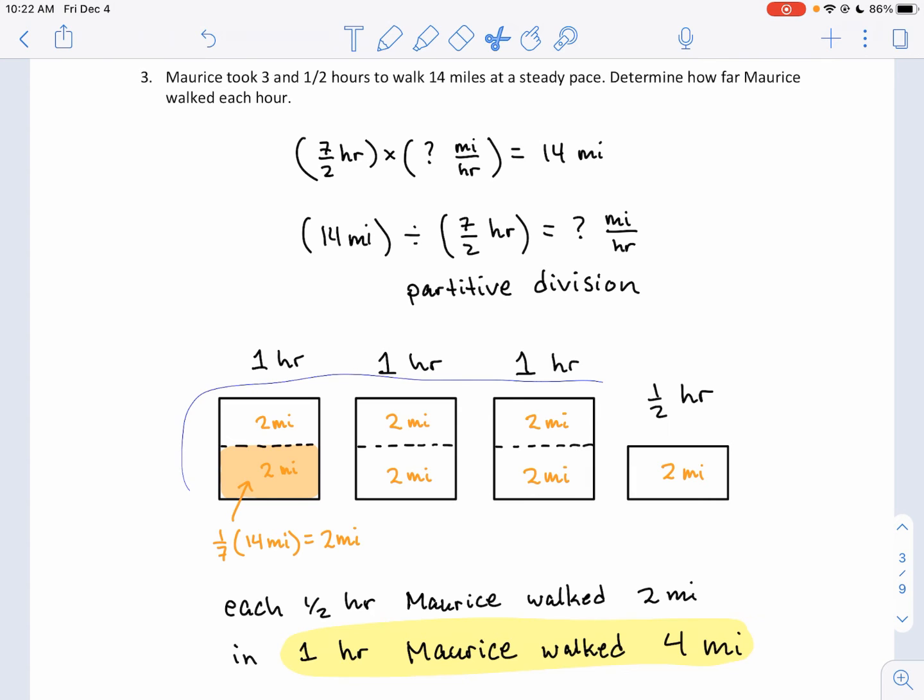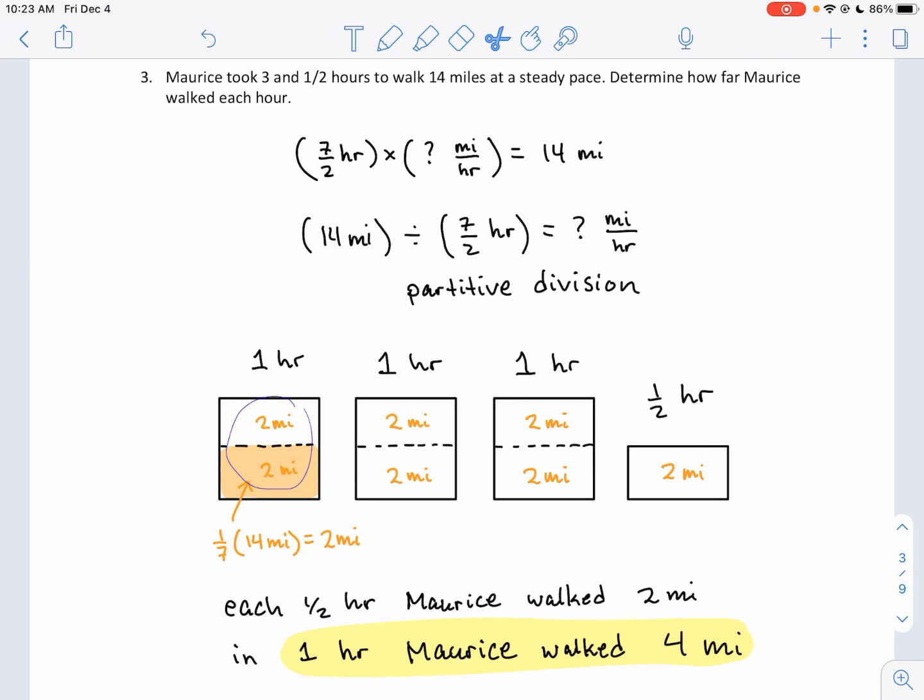So these boxes here represent my 3.5 hours. But then I recognize that's the same thing as 7 halves, right? So there's 4 halves right there, and then there's 3 halves up here. So there's really just 7 halves sitting here, but 7 equal-sized boxes now. And so if I take the total distance of 14 miles and I divide that by 7, then I can recognize that there's going to be 2 miles in each half of a box here, or in each half of an hour.